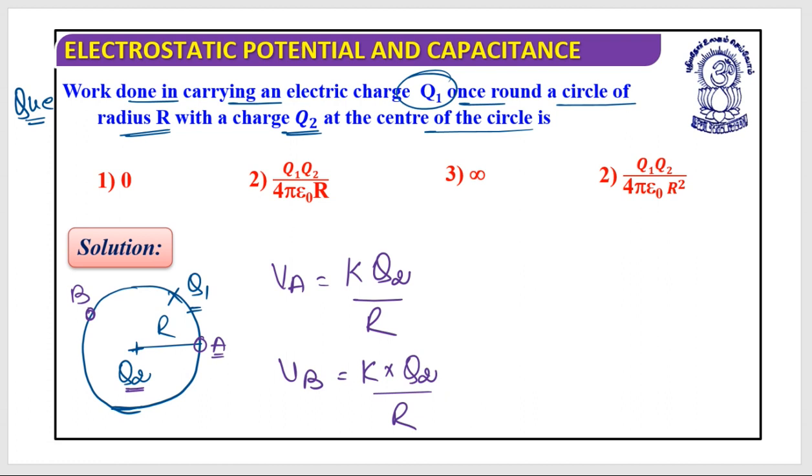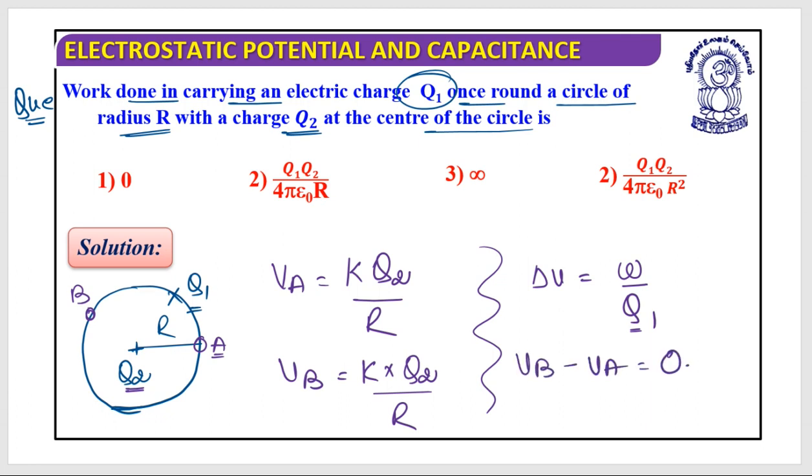Now for work done, delta V is equal to work done divided by charge. Here you write down the charge which is to be moved, Q1. But delta V would be equal to VB minus VA, which is 0. So this work done will be 0. This kind of surface is considered an equipotential surface.